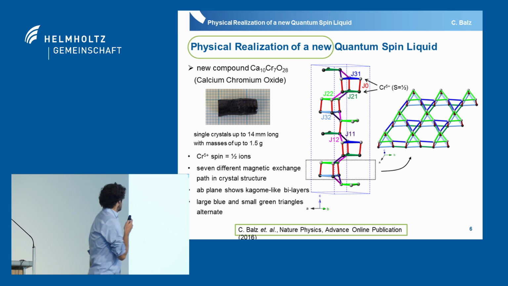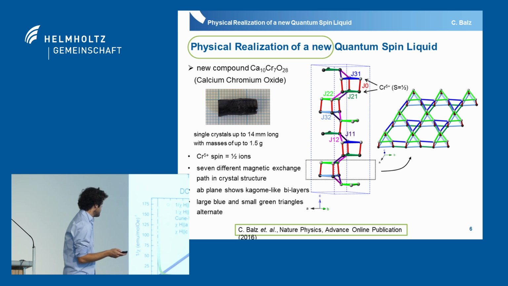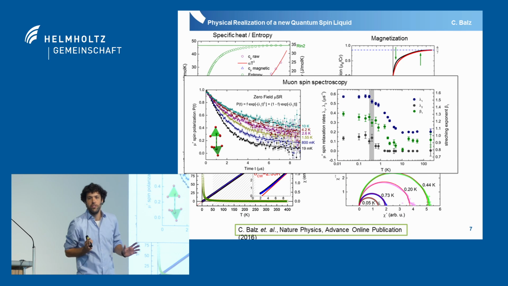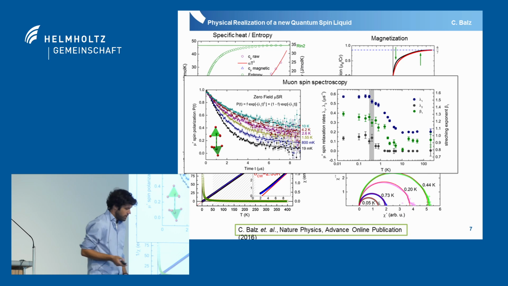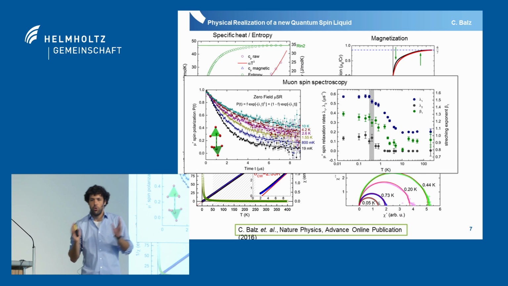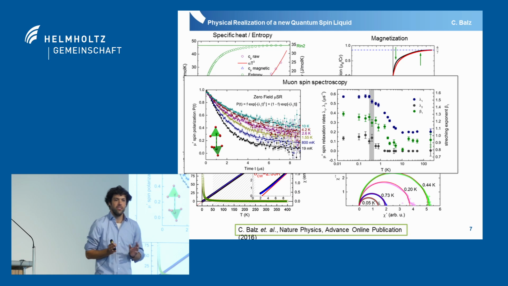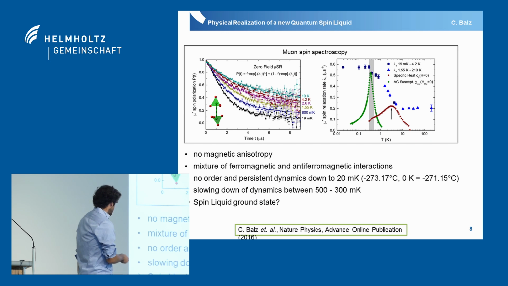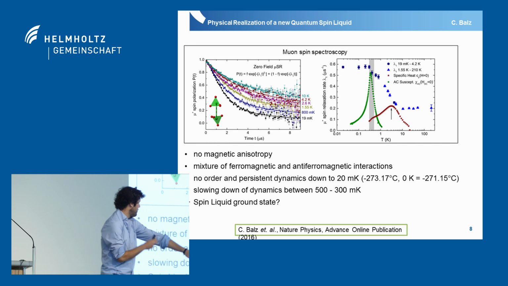In this material, we did a lot of measurements. We measured specific heat, magnetization, different substitutions, muon spin spectroscopy. I don't want to go into detail on all these measurements, but in all of them, we haven't seen any sharp features, as you also see in this overview. As I told you before, if you have a long-range ordered classical magnetic phase, you break some symmetries, and symmetry breaking shows up in thermodynamic measurements as sharp features. We didn't see any. In particular, we measured down to 20 millikelvin.